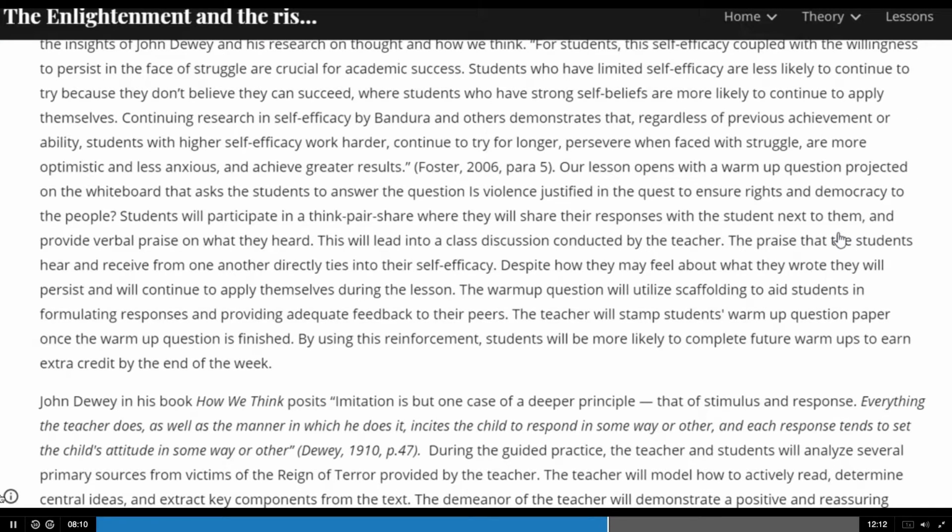These theories will be applied to our lesson on Robespierre and the Rise of Terror through several learning activities and strategies. Students will participate in a Think, Pair, Share activity where they will dispense verbal praise to their peers. By doing this, it bolsters their self-efficiency, leading to a class discussion.